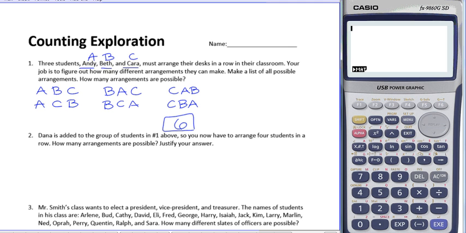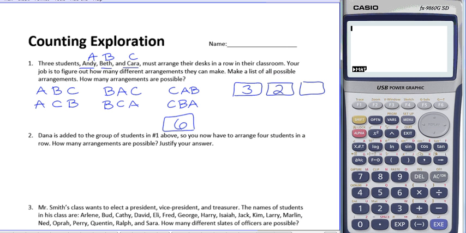The other way we could have figured this out algebraically is we have 3 seats. How many ways can I choose the person who sits down first? There's 3 ways to choose the first person because we have 3 people, Andy, Beth, and Kara. Once we get to the second desk, we only have 2 people left because we've already chosen one. So there's 2 people to arrange in the second desk.